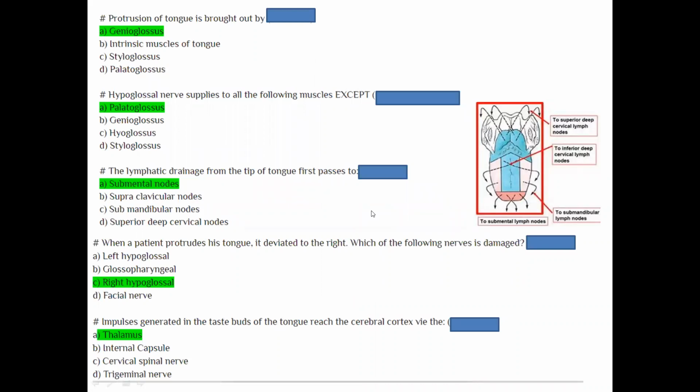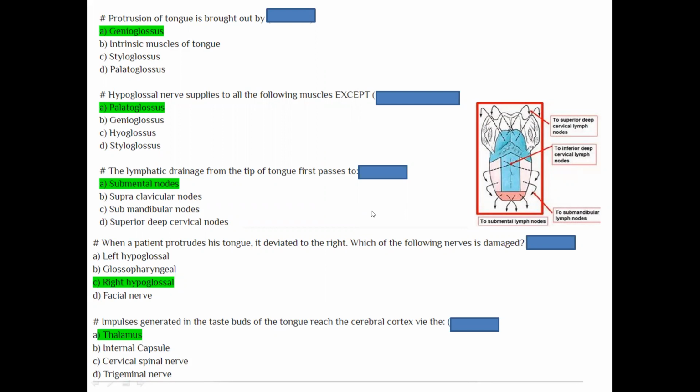Here I brought several questions from the tongue. We discussed the tongue. Now, a muscle that helps in protrusion of the tongue: I told you genioglossus, because the muscle is attached from the lower surface of the tongue and goes in the anterior direction, attaching to the genial tubercle. A question: hypoglossal nerve supplies all the muscles of the tongue except, that is palatoglossus.